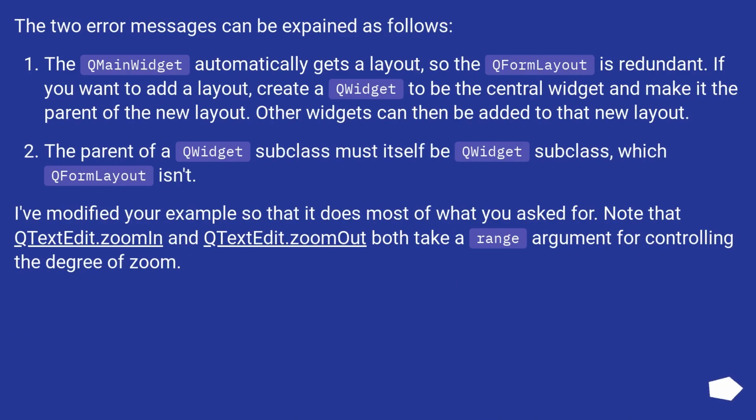The two error messages can be explained as follows. The main widget automatically gets a layout, so the form layout is redundant. If you want to add a layout, create a widget to be the central widget and make it the parent of the new layout. Other widgets can then be added to that new layout. The parent of a widget subclass must itself be a widget subclass, which a form layout isn't.